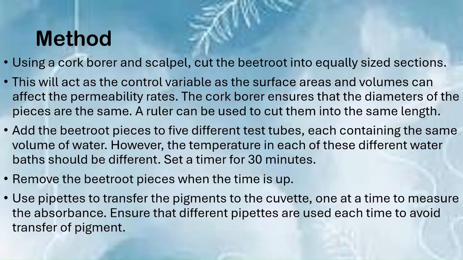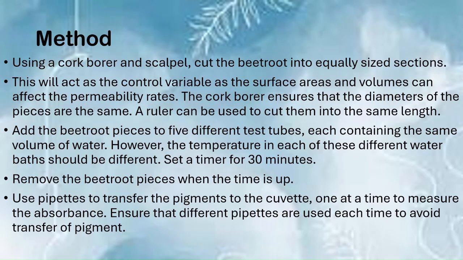So using a cork borer and a scalpel, cut the beetroot into equally sized sections. This will act as the control variable, as the surface areas and volumes can affect the permeability rates. The cork borer ensures that the diameters of the pieces are the same, so that acts as a control variable, and a ruler can be used to cut them into the same length, once again ensuring the control variable.